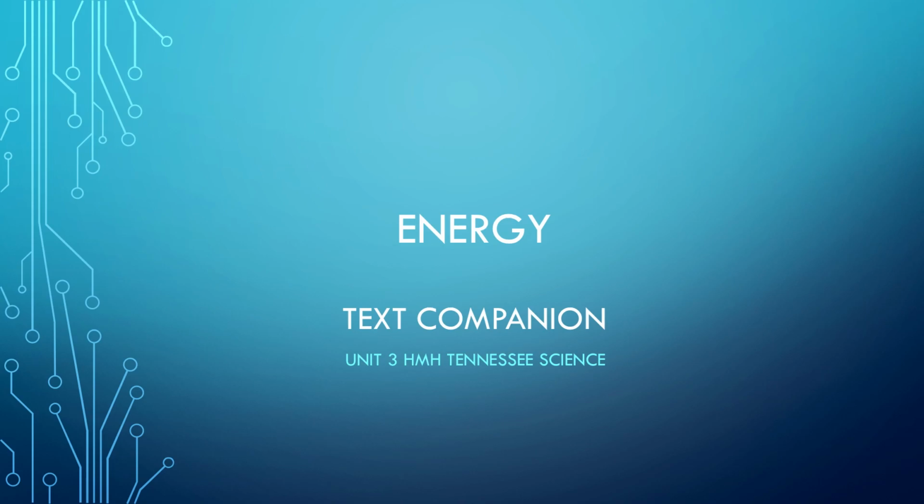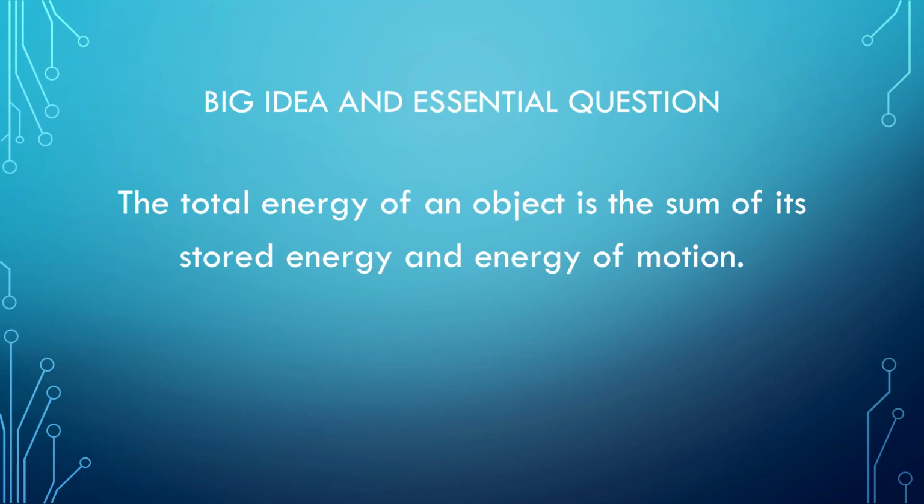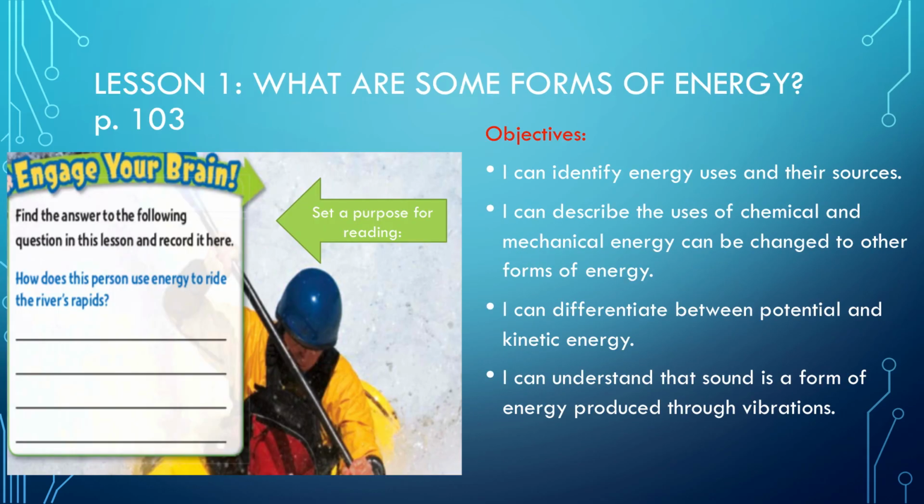Unit 3, Lesson 1, Energy. Big idea and essential question. The total energy of an object is the sum of its stored energy and energy of motion. Lesson 1, what are some forms of energy?